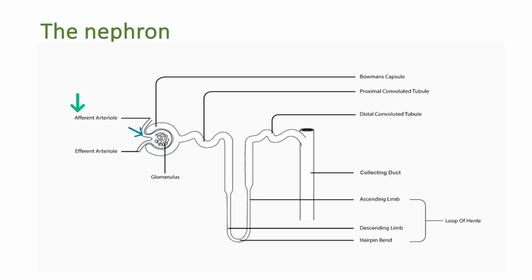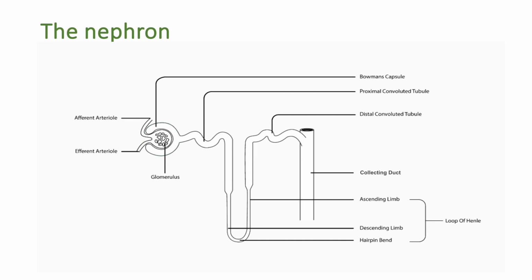The afferent arteriole within A carries blood into the glomerulus, and the efferent arteriole within E carries it out of the glomerulus. Think about it as an E for exit. This cup-shaped structure, as mentioned before, is called the Bowman's capsule. Together, the Bowman's capsule and the glomerulus form what we call the Malpighian body. The rest of the nephron is called the renal tubule.